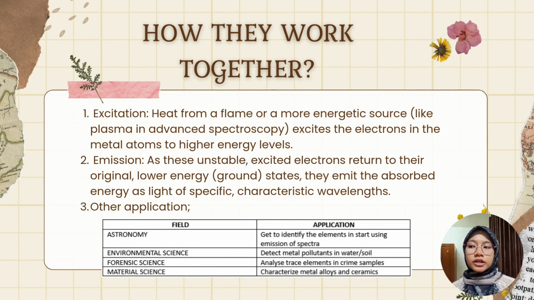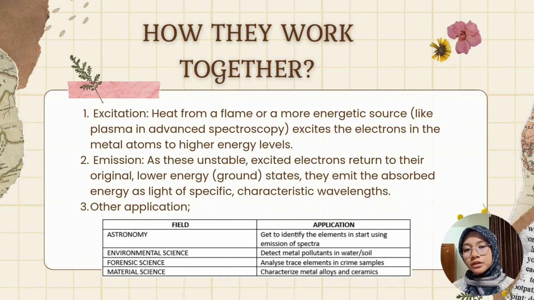excites the electron in the metal atom to a higher energy level. As they are unstable, excited electrons return to their original lower energy states. They emit the absorbed energy as light of specific characteristic wavelength. We can also see other applications such as astronomy, environmental science, forensic science, and material science.